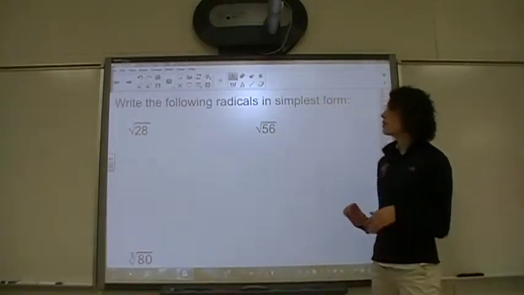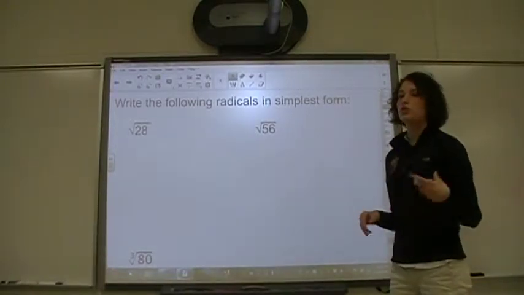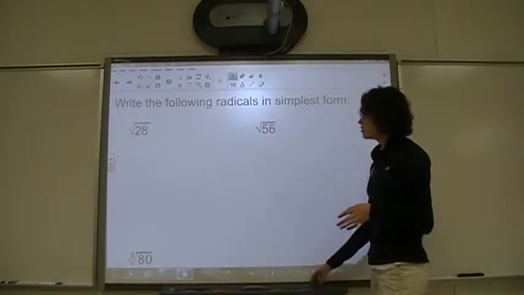Alright, so first what I want you to do is write each radical in the simplest radical form. So what you always are looking for is perfect squares within those radicals. So let's go ahead and look at this.